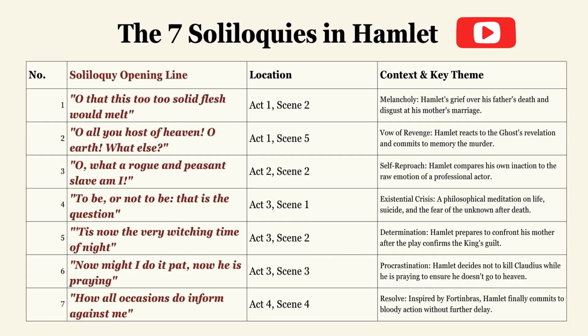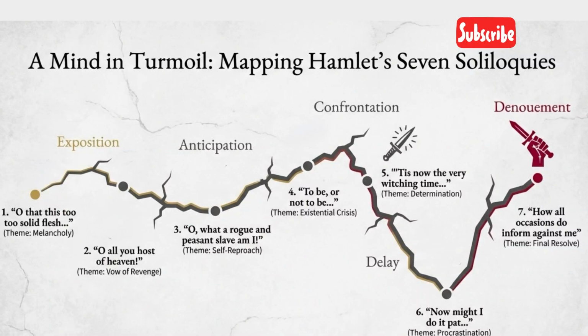So, what do these soliloquies tell us? They show us that Hamlet is essentially a scholar and a poet. He is a man who thinks so deeply about the consequences of his actions that he becomes a victim of intellectual paralysis. Through these 7 speeches, Shakespeare masterfully portrays Hamlet's hamartia, his tragic flaw of indecisiveness.